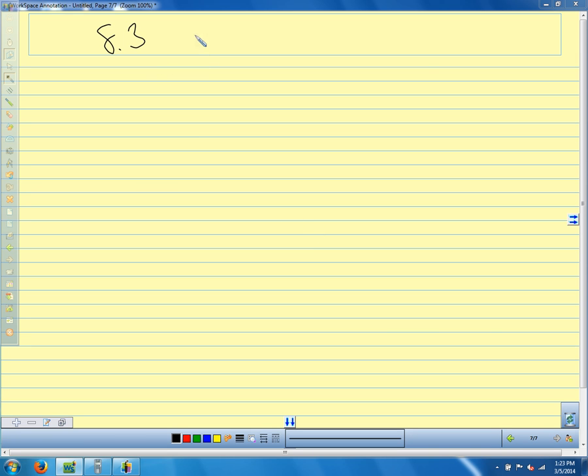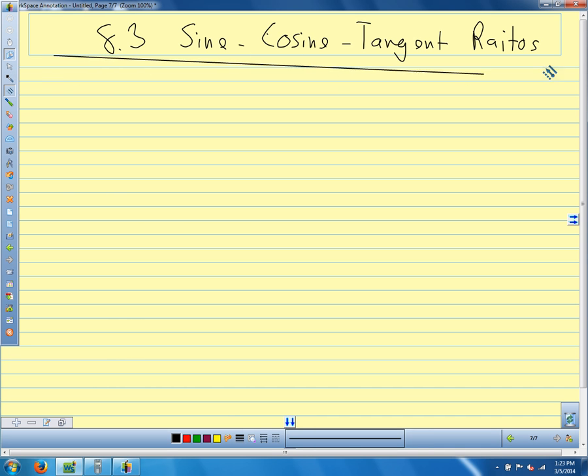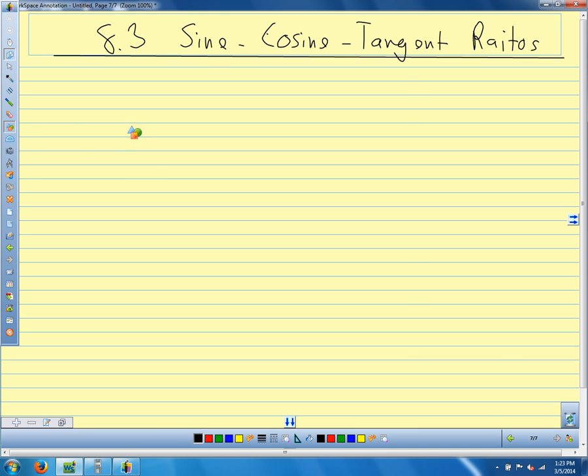So we're in section 8.3, and we're talking about sine, cosine, and tangent ratios. So let's remember, back in chapter 7, the one we just finished with, so it wasn't that long ago, we talked about similar polygons and similar triangles.